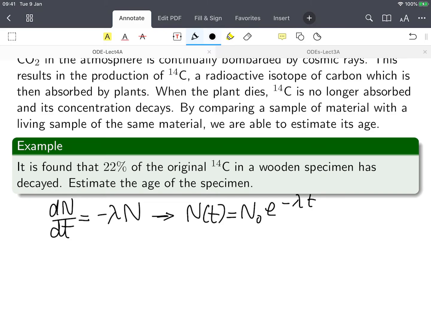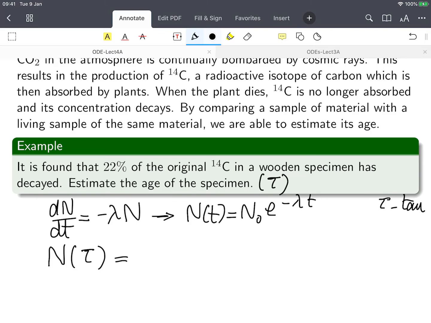So, let's just see what it says here. 22% of the original carbon-14 in a wooden specimen has decayed. Estimate the age of the specimen. So I'm just going to write N. I'm going to look for t now. Okay, let's call it tau, the time. I don't know what capital tau is, probably capital T.